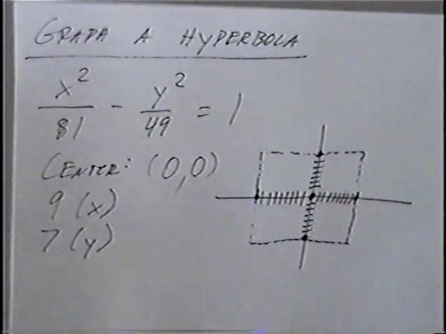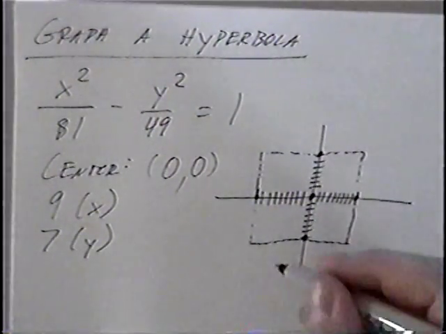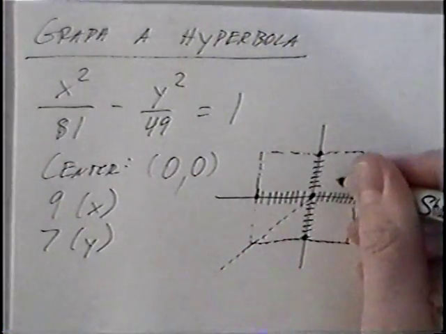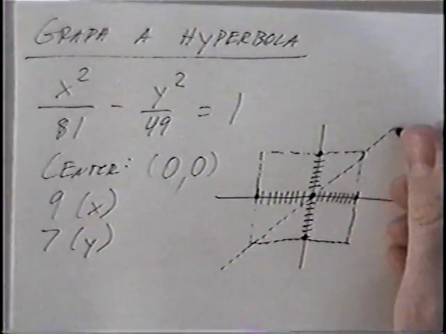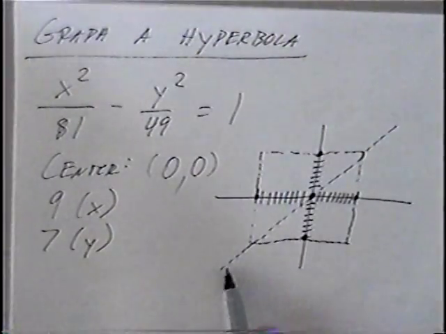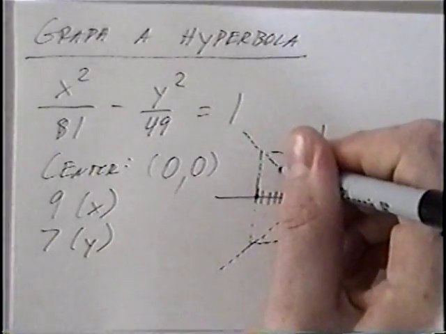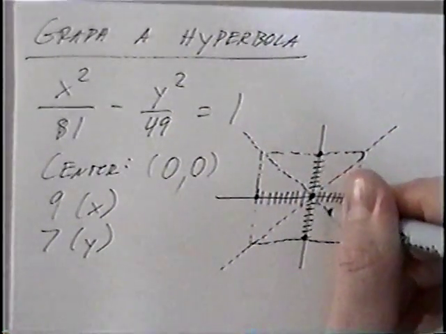To make the diagonals, we'll go from one corner of the box to the other, and we'll go through the center, and we'll pass through the corners of the box and extend it out a little bit so we have the diagonals outside the box. And we'll do that in each direction.